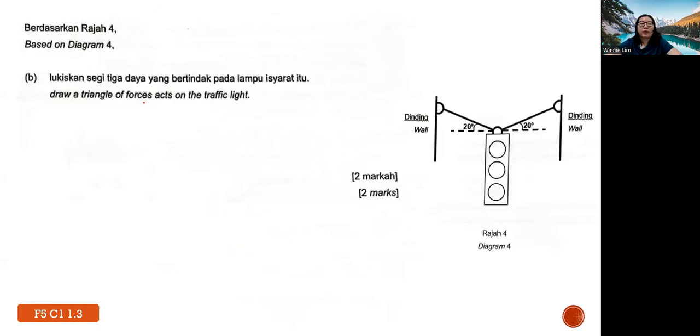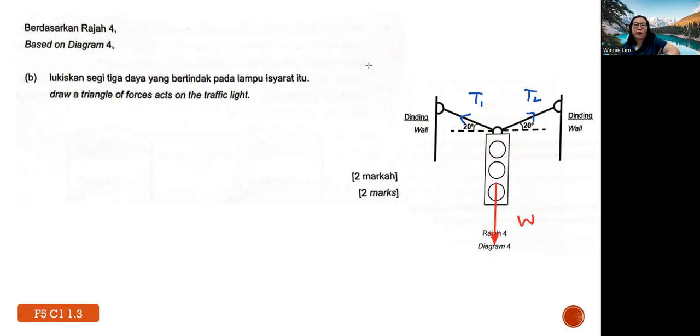Next, draw a triangle of forces on the traffic light. As you can see, there are two ropes or strings that consist of tension, so you can label T1, T2. Other than the tension on the rope, you will basically have the weight acting on this traffic light, correct? W. So what does it mean by a triangle of forces?